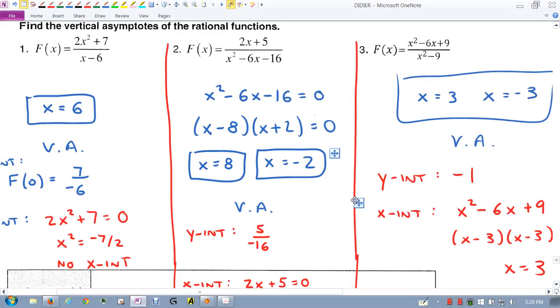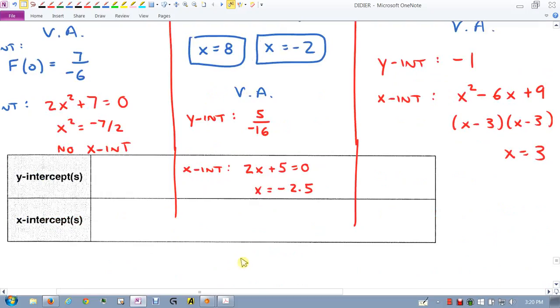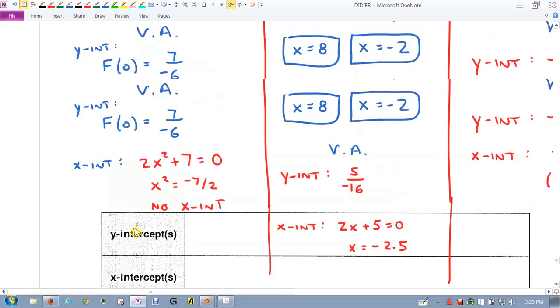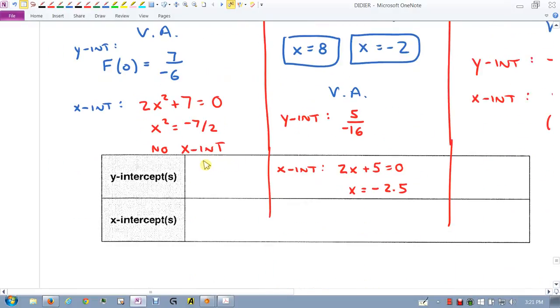In the denominator. So I like these problems that were on page 60. Right here. Because for each of those problems, we found the vertical asymptotes, but we also found the intercepts, the x and y intercepts. And that's something I want you to be able to do for a rational function: find x-intercepts, y-intercepts, and vertical asymptotes.